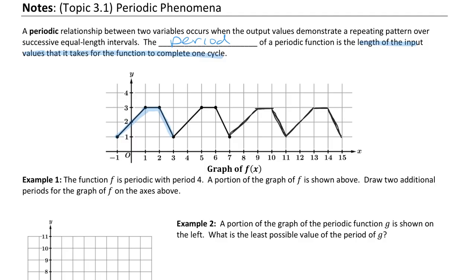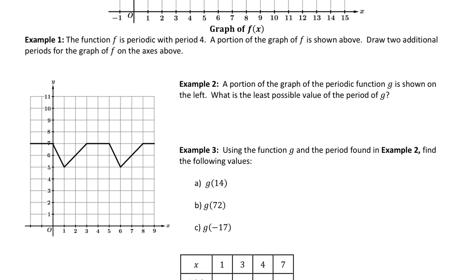Now that we understand the concept of what a period is, we need to be able to answer the question, what is the least possible value of a period? So if we look at this shape here, we see there's some repetition. But what we need to do is figure out how long it takes, how long is the input interval before we start to repeat the shape.